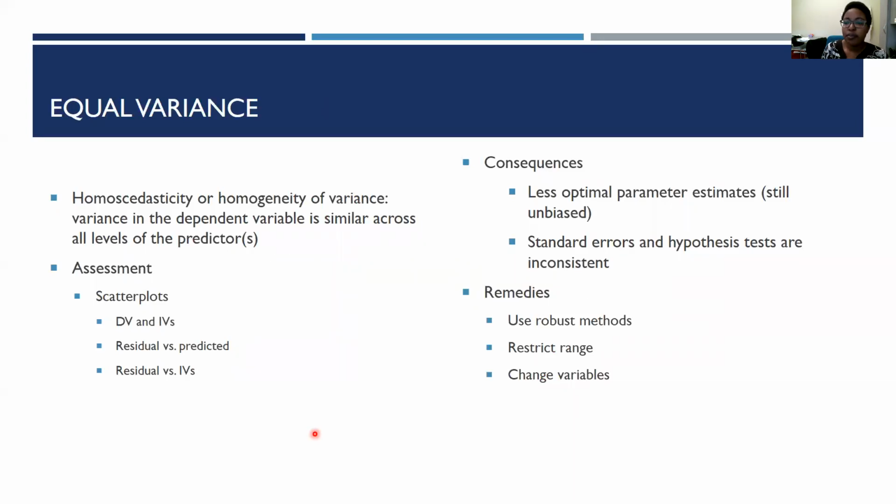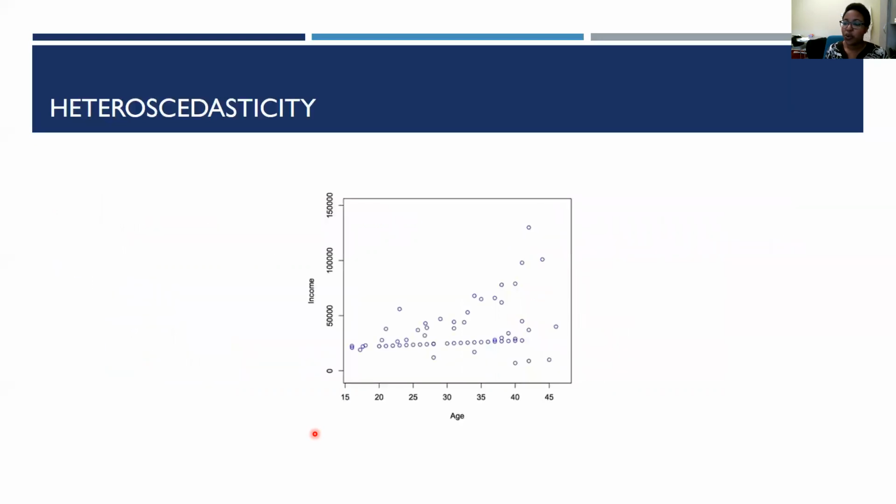So our last assumption is the equal variance assumption, and this is the one with the most fun names. We call this homoscedasticity or homogeneity of variance. So this is basically that the variance or the spread in the dependent variable is similar across all levels of the predictors. And the best way to talk about this assumption is really just to show you a picture. All right, so here's a scatter plot of income and age.